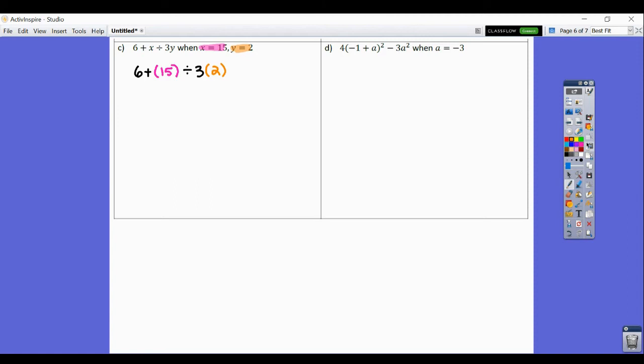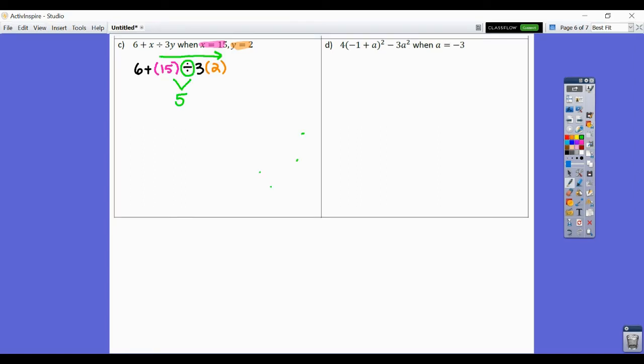So left to right, the first thing that comes up is this division. So 15 divided by 3 becomes 5. Keep the parentheses 2 and the plus 6 in front of that. And then multiplication next, 5 times 2 becoming 10, plus my 6 here. From here, the only thing left between those two numbers is addition. So I'll go ahead and add 6 plus 10, giving me 16.